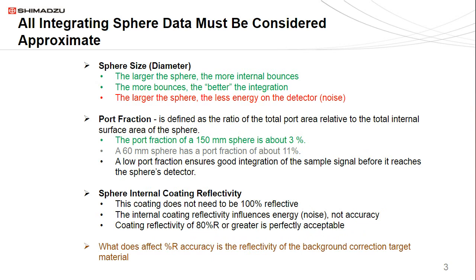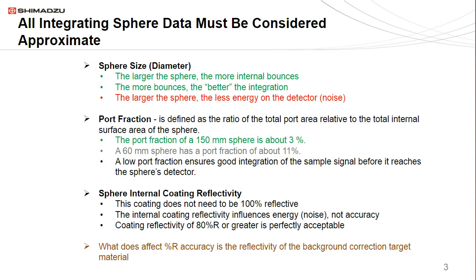The first rule of integrating spheres is that in reality, all integrating sphere measurements should be considered approximate. Why? Because there have to be holes in the sphere to allow the light to enter, which also means light can escape through those holes. Therefore, you're not collecting all of the energy, therefore an approximate measurement.